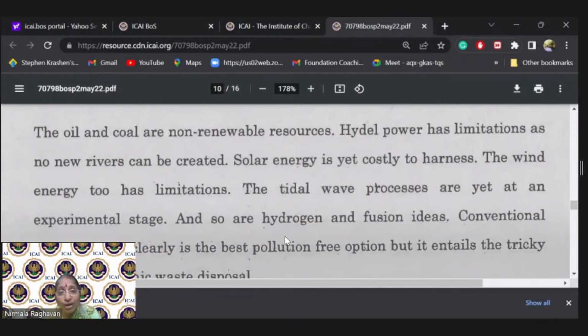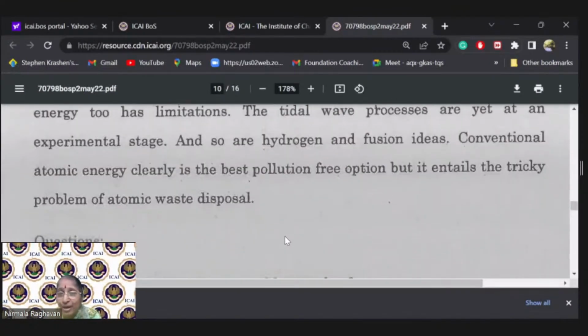Oil and coal are non-renewable resources. Tidal power has limitations, as no new rivers can be created. Solar energy is yet costly to use. Wind energy too has limitations. What is limitation? That it has a certain capacity. Its capacity is not as dynamic as electricity. The tidal wave processes are yet at an experimental stage. We don't know what's going to happen.